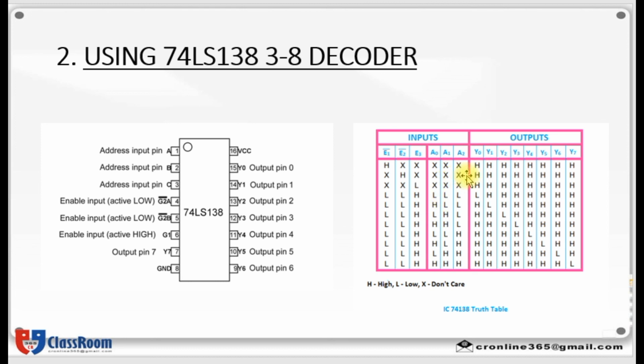Then you have 3 inputs ABC, here denoted as A0, A1, A2. Here the first 3 conditions are don't care conditions. Then 0, 0, 0. Then 1, 0, 0. Then 0, 1, 0 and so on. Here also the first 3 conditions are active high, then a low signal occurs, then this low signal shifts towards here. So H means high, L means low and X means don't care.